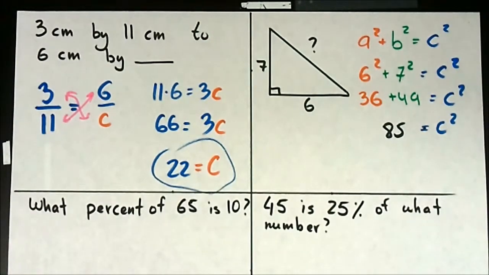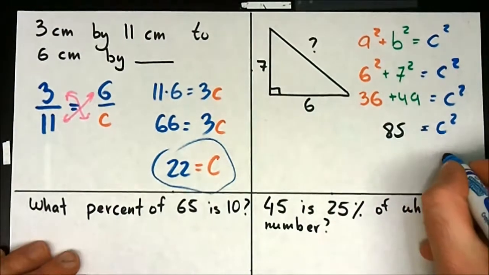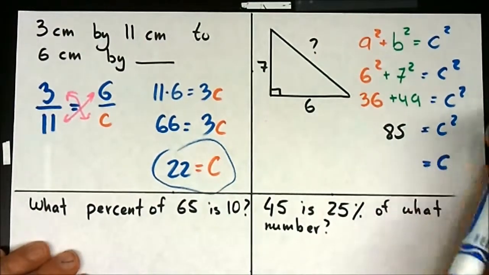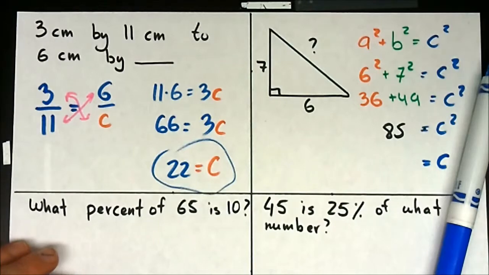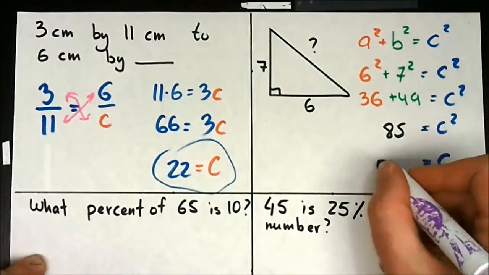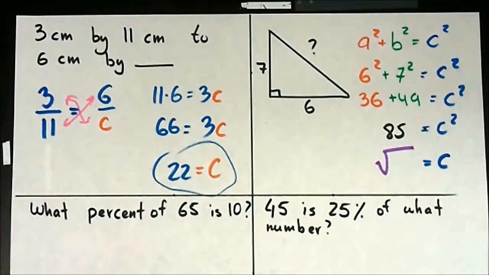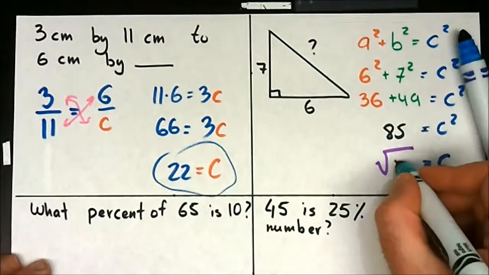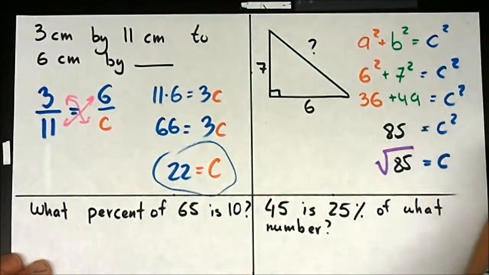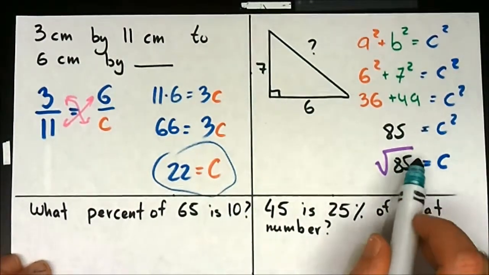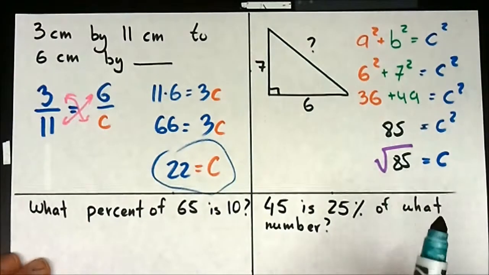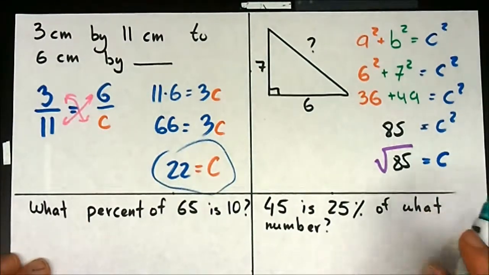So, C is the root of 85. I always use purple for this. Yay, purple. It looks just like my blue, which is unfortunate. Now, what are the two perfect squares that 85 is in between?